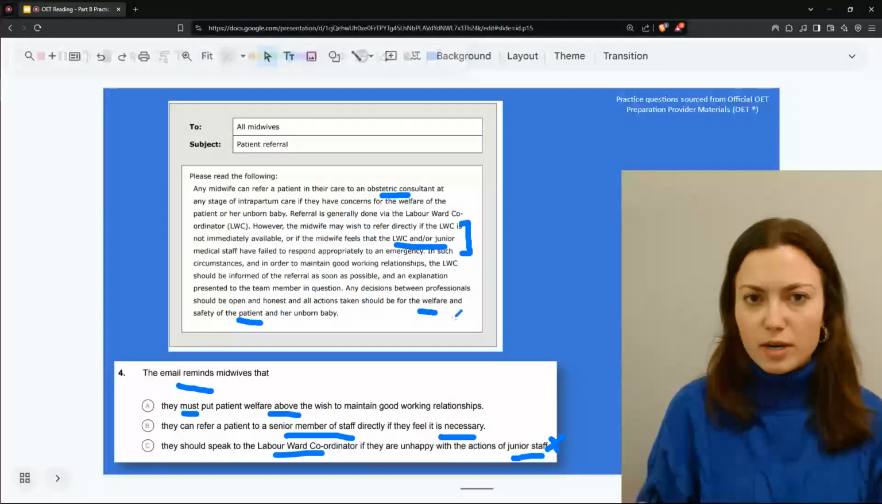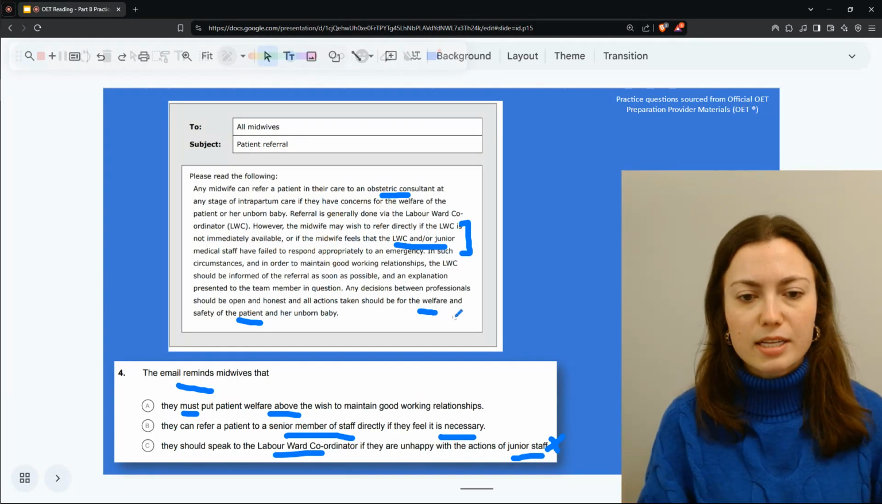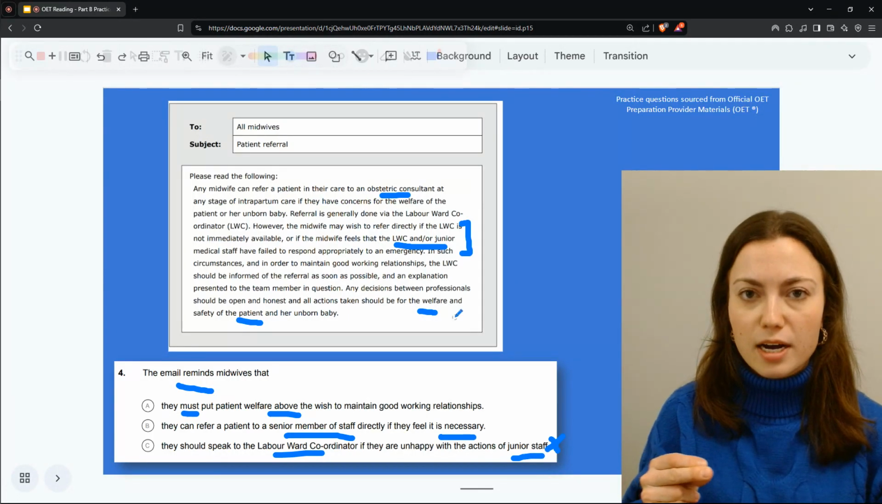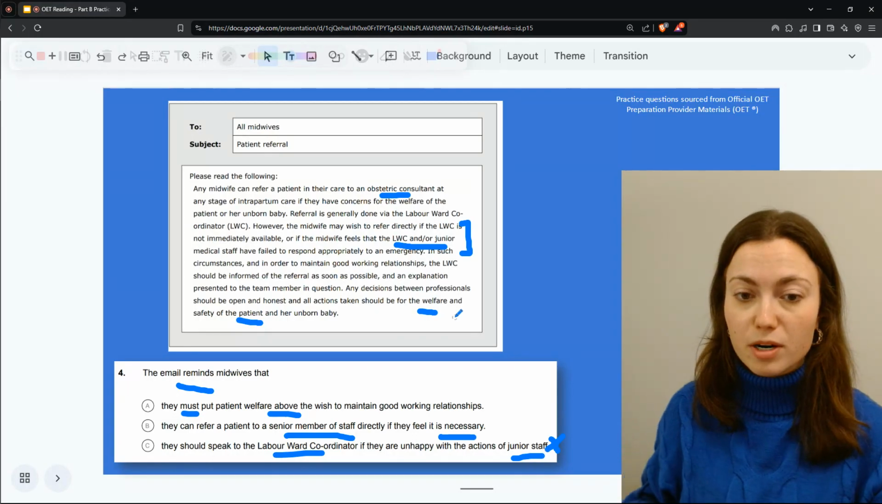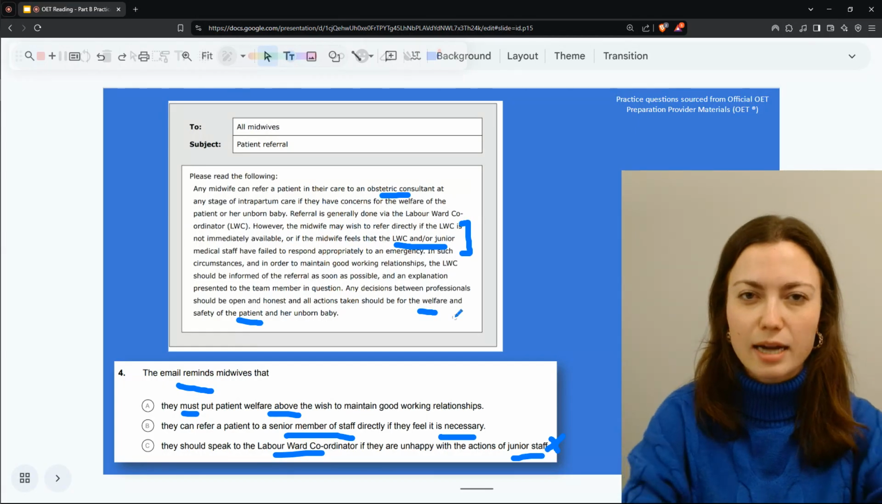Okay, so here's the question I have for you. Is there anywhere in there that says we are prioritizing one over the other? So are we prioritizing patient welfare above working relationships? Is there any sort of connecting language there?